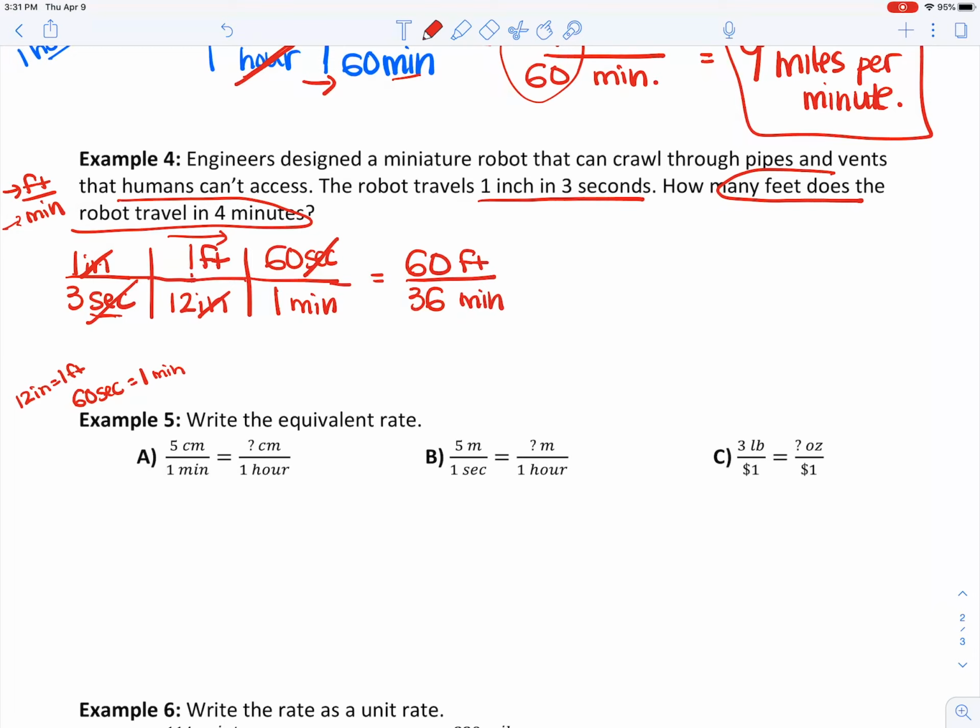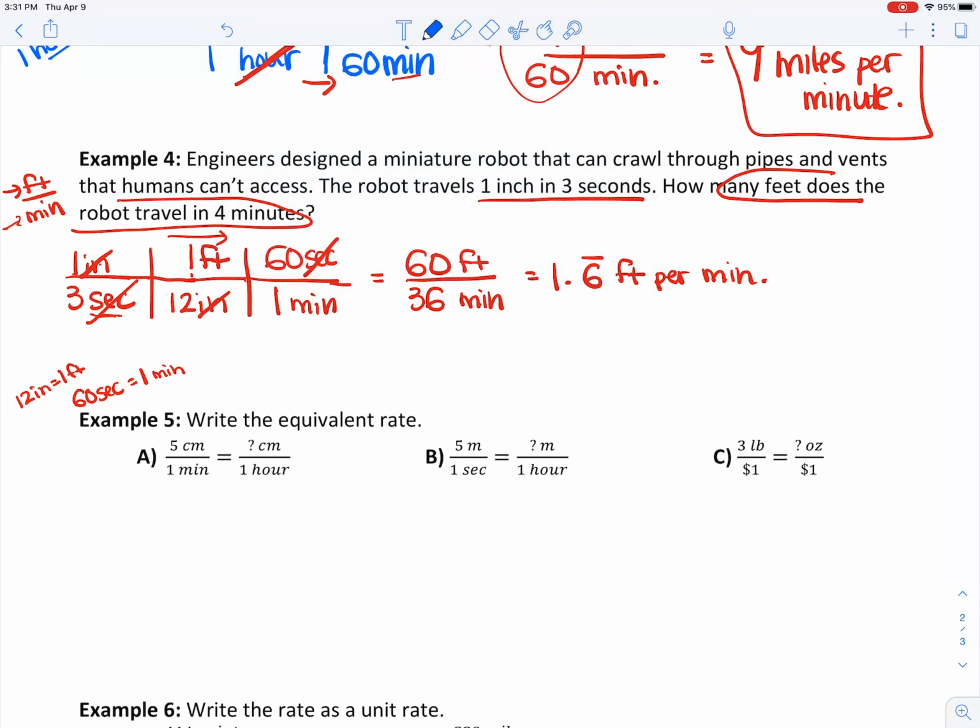And the only unit that we have on the bottom is minute. Okay, so if I were to take 60 divided by 36, I'm going to get 1.6 repeating. And my unit is feet per minute.